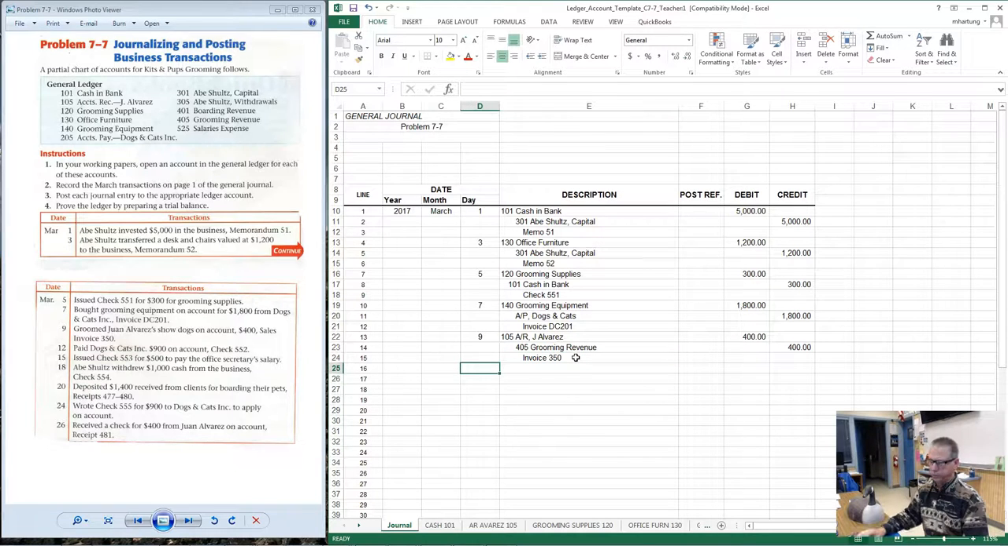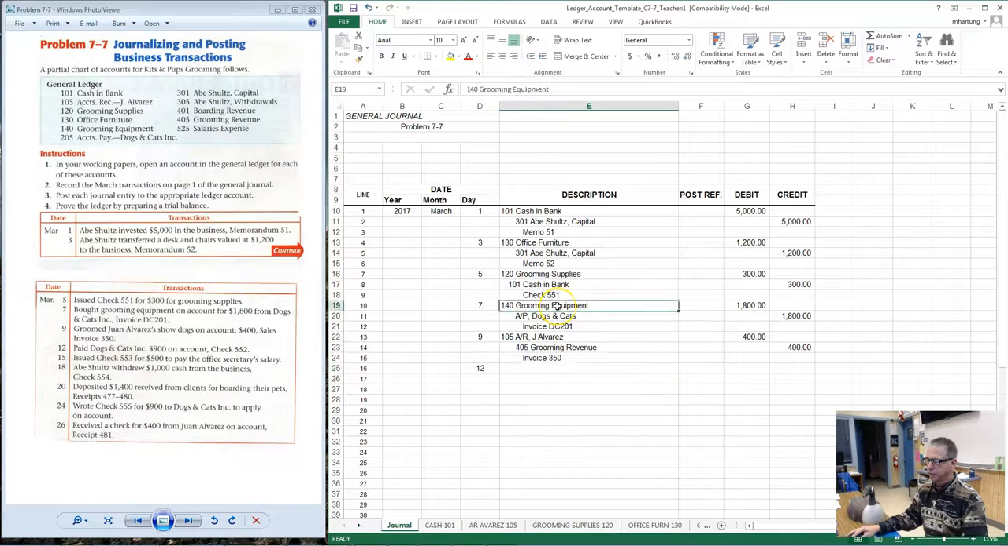350. The 12th, paid Dogs and Cats $900 on account. Dogs and Cats is where we bought that grooming equipment, $1,800. So it looks like we're making a payment to cover half of it. The only way we can pay our bills is with the use of what? Cash, yes. And what else?